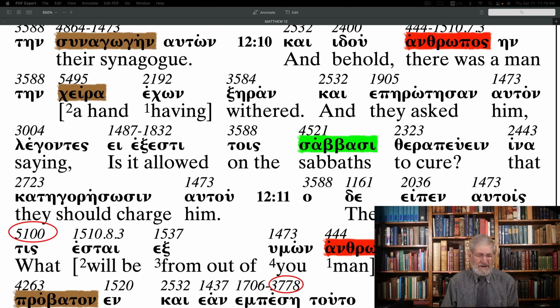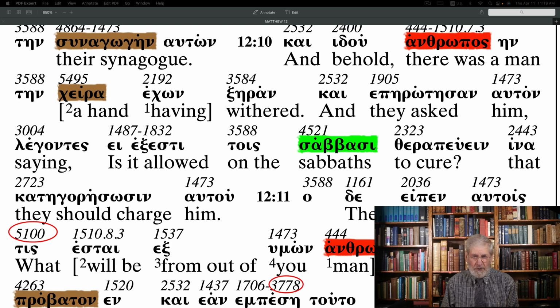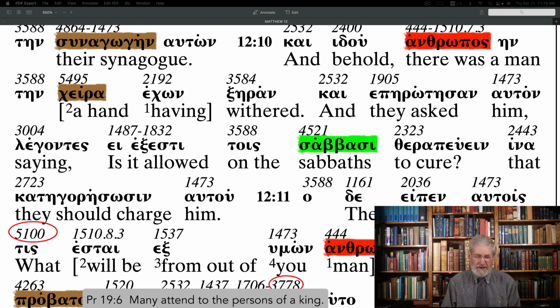And 2 Kings 19:16, it says, and Jehu, the king of Israel, rode and went to Jezreel, for Joram was being attended to in Jezreel, and he's going to destroy the king, Joram, and he's being attended because he was wounded. Proverbs 19:6, it says, many attend to the persons of a king.